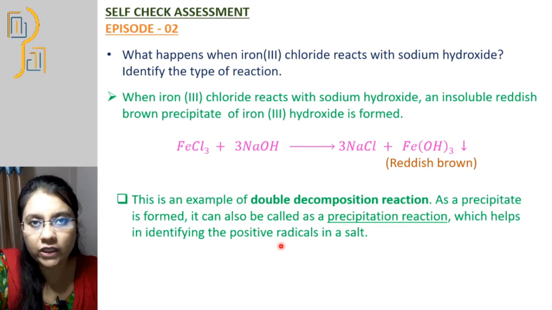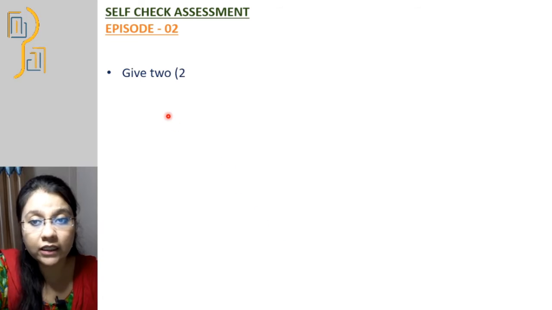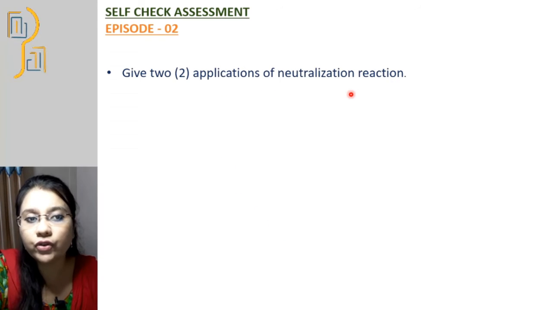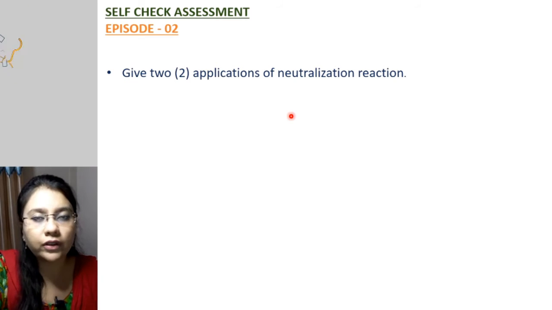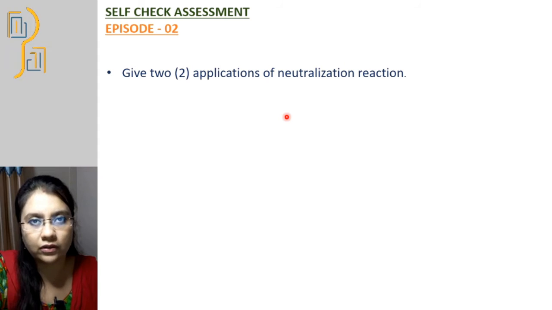Let's proceed to the next question, which says, give 2 applications of neutralization reaction. I hope you remember that when an acid reacts with a base, it forms salt and water. And as both the products are neutral to litmus, this type of reaction is called neutralization reaction.